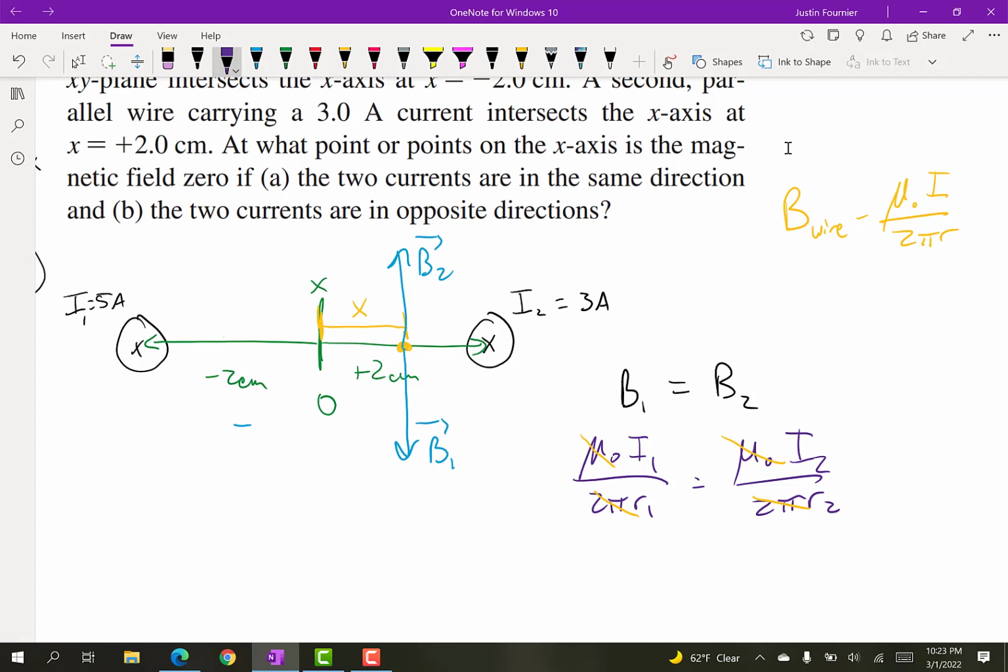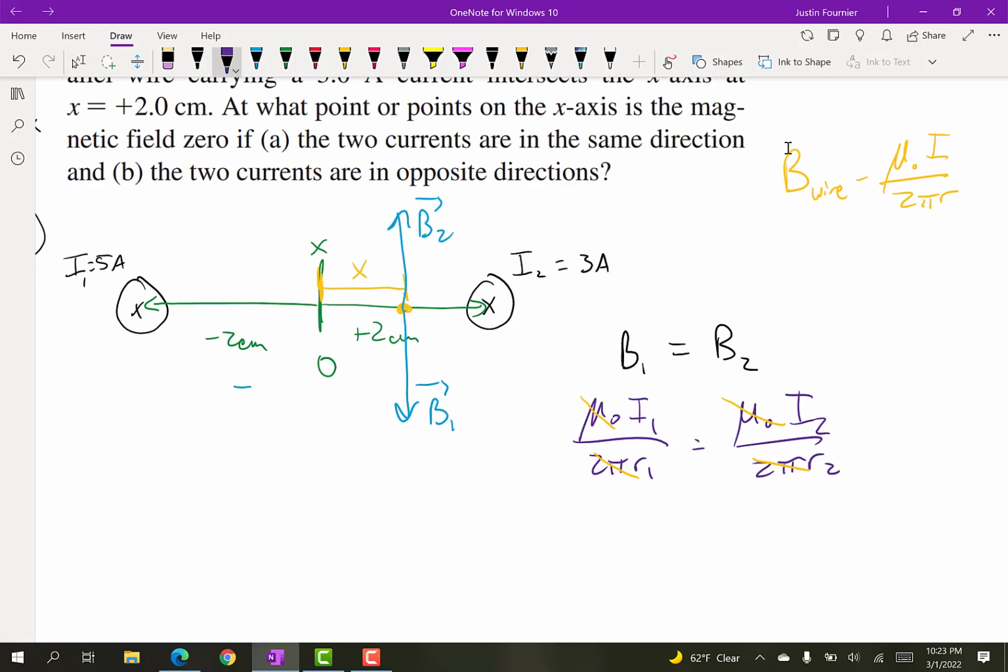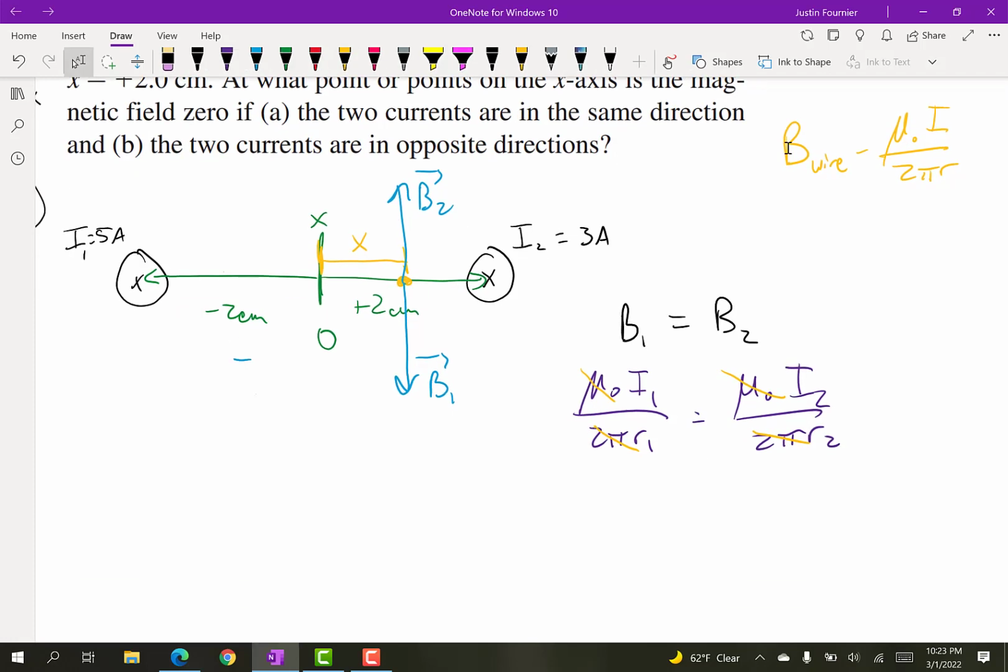But what does matter, and I know I1 is 5 amps, I2 is 3 amps, so I really just need to find out what R1 and R2 are. To get R1, that's going to be this distance here. Well, if this is x and this is 2 centimeters, then R1 must be 2 plus x. And then I'll do the same thing for R2. Well, R2 is, this is 2, and this is x, so it must be 2 minus x.